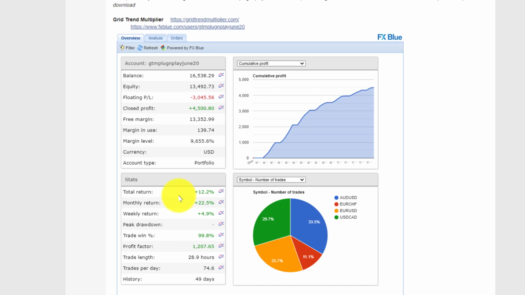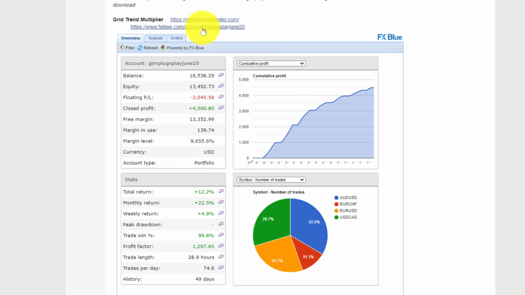The return is not that fantastic, but 12% over a 6-week period is almost equal to 100% return over a year. So it's not that bad. I must say that the grid trend multiplier techniques are more investment related techniques than trading techniques. So you've got to decide, do you want 100% return over a year, or do you want to get 100% return over a month or so? If it's over a month, then this is possibly not the EA for you. So let's go and have a look at this portfolio in a little bit more detail.